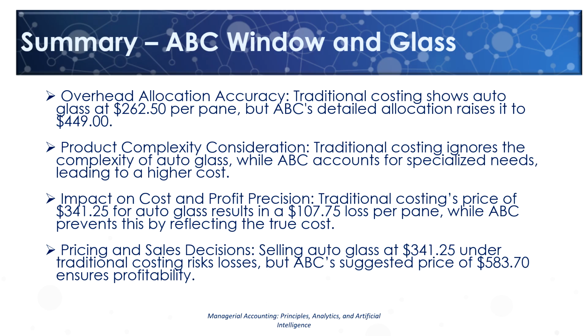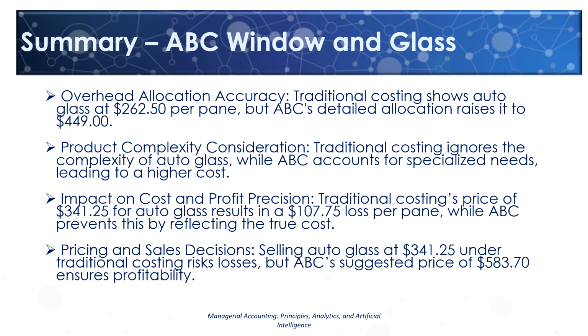Let's summarize overall cost and compare profitability if we set a pricing at a certain level using the two different approaches. Overhead allocation is more accurate, leading to better overall costs. Under the traditional costing, we show auto glass at $262.50 per pane, but ABC's detailed allocation raises it to $449. That's because product complexity is considered. Traditional costing ignores the complexity, while ABC accounts for specialized needs, leading to a higher cost.